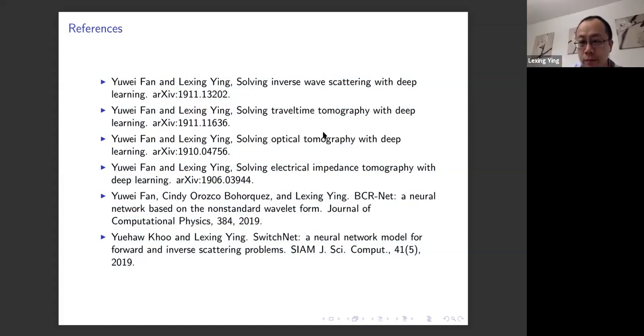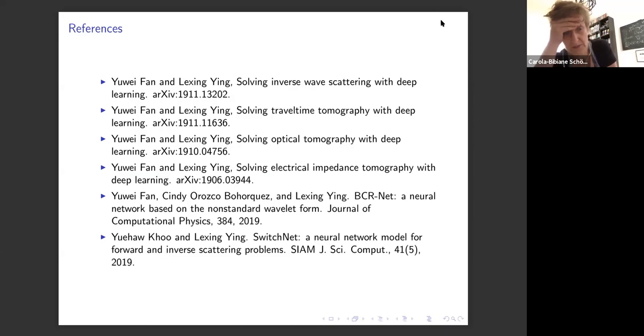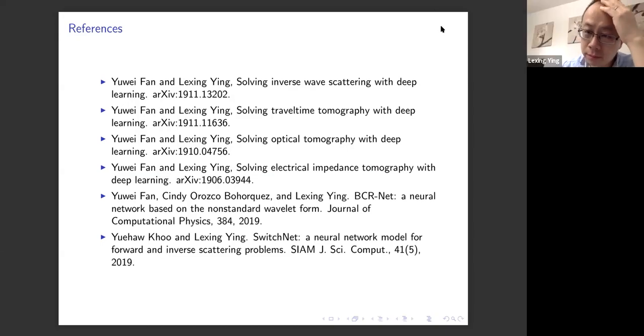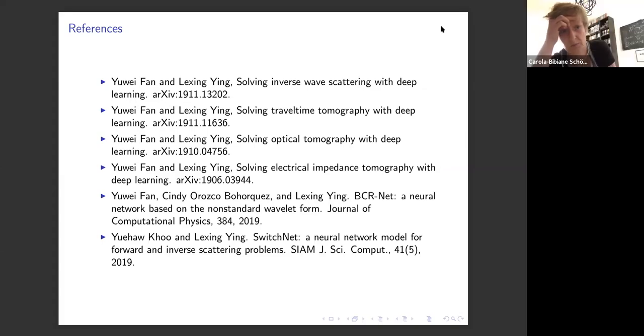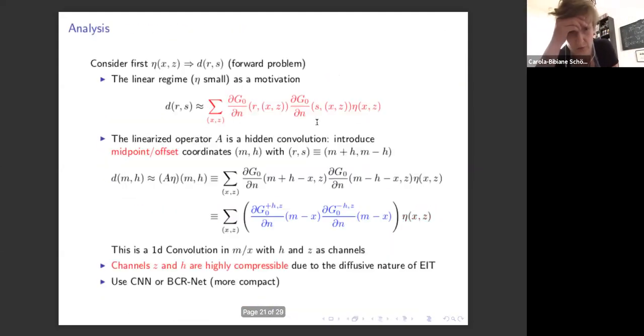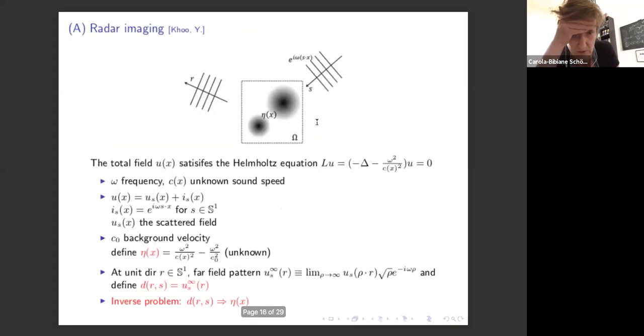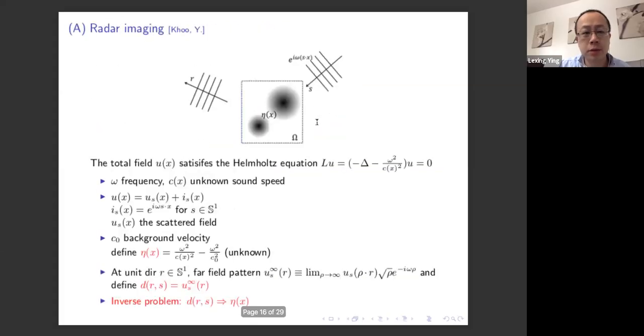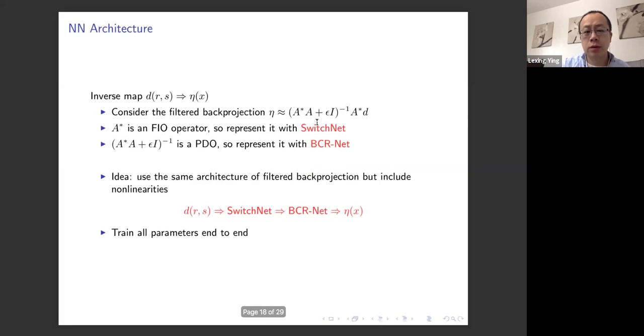Okay. So can I ask you again a little bit, Lexing, about your SwitchNet? Are you using this to approximate A and A star separately? Do you have two networks, or are you approximating the whole filtered back projection with this network? Oh, no, let me just go to the radar imaging. Here the whole filtered back projection has two parts, A star and also the regularized inverse.